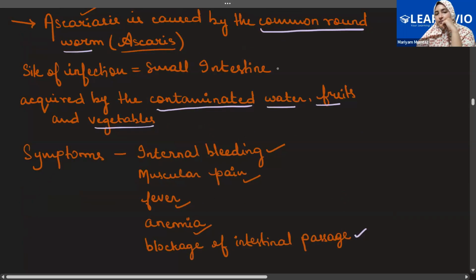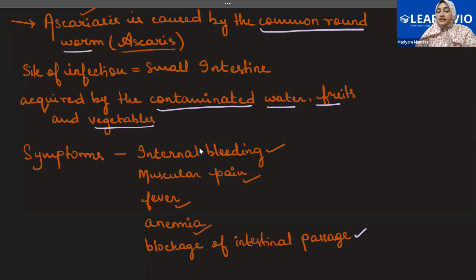severe symptoms take place. Dear students, that is how Ascariasis is caused in the body of human beings. Now, this particular worm develops properly inside the small intestine of human beings, and it starts the process of reproduction.